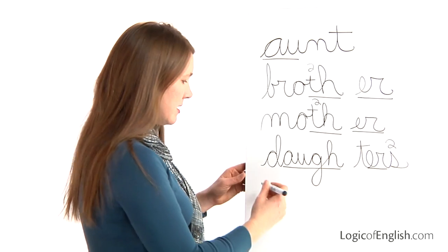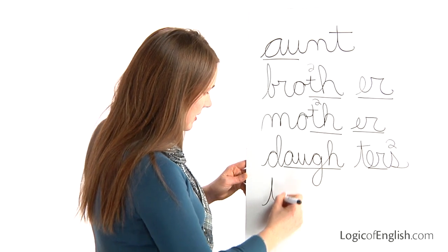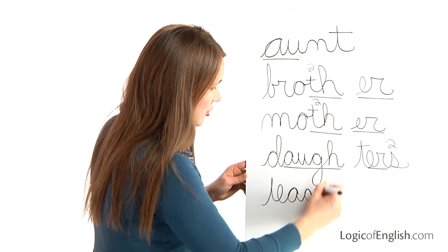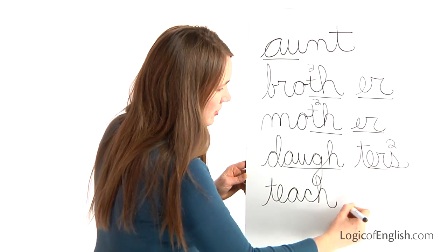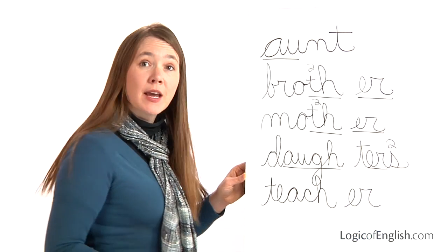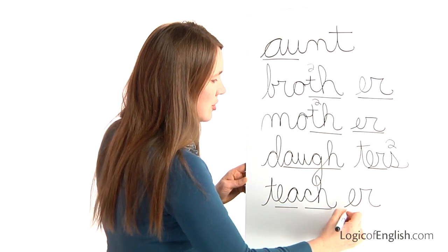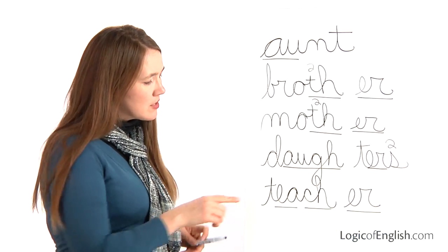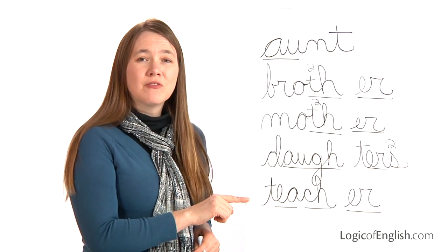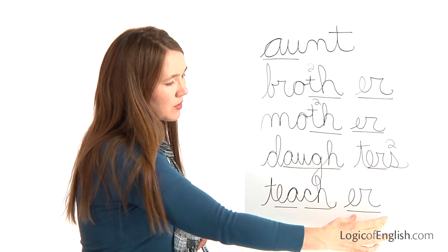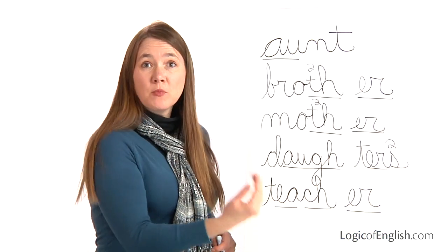And now help me to write it. The first syllable is teach. T, E, ch. The second syllable is er. And how will we mark teacher? We'll underline the E and the ch and the er. Notice the root word of teacher is the verb teach. And when we add the er here, it means someone who teaches.